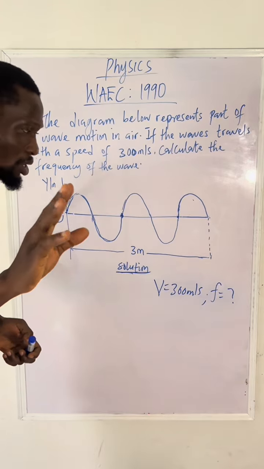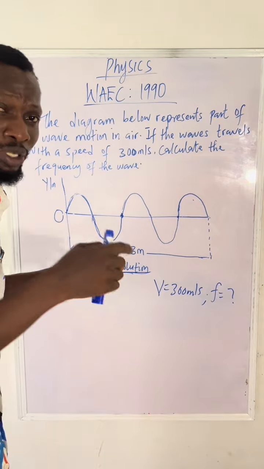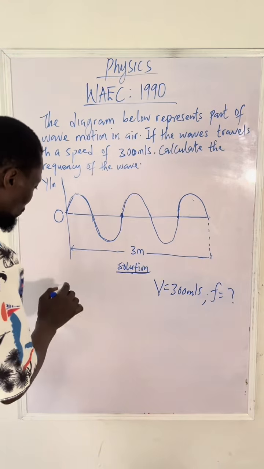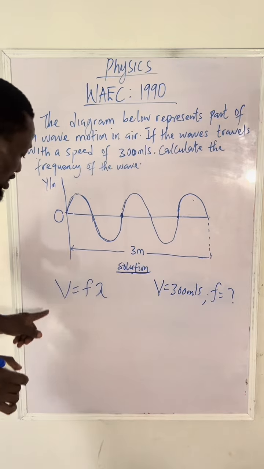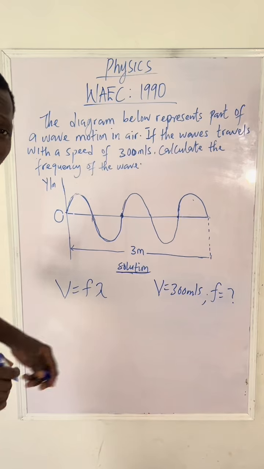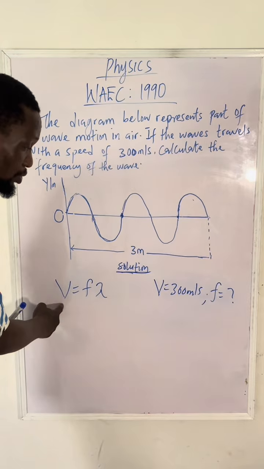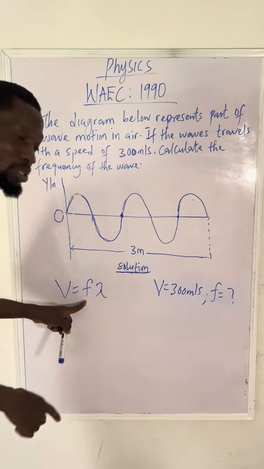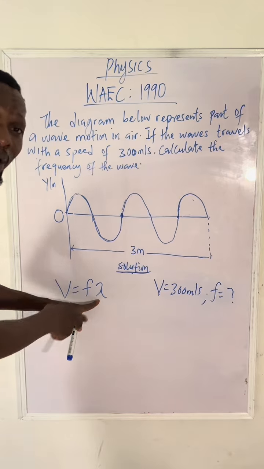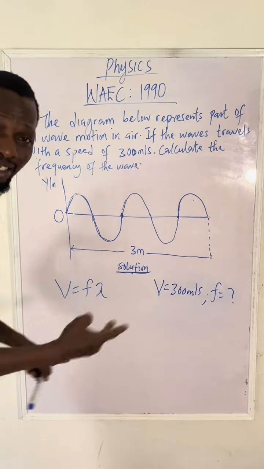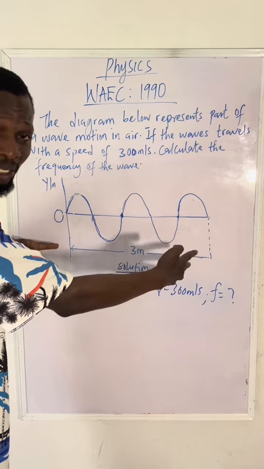By now, you should know that the formula we are going to use to calculate our frequency is from V equals frequency times wavelength. That is, the speed of the wave is equal to frequency times wavelength, right? We have our speed, which is 300 meters per second. We don't know our frequency. We are looking for it. It means that we must know our wavelength, because we cannot find two things at the same time here. That is why the question gave us this diagram, to be able to find our wavelength.